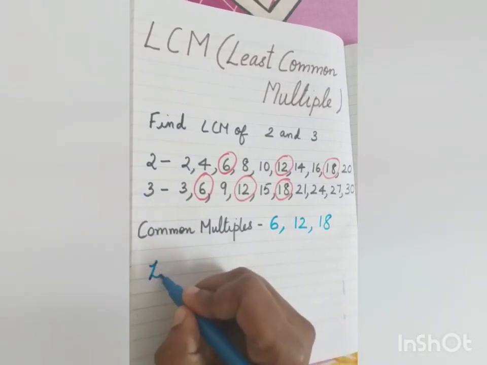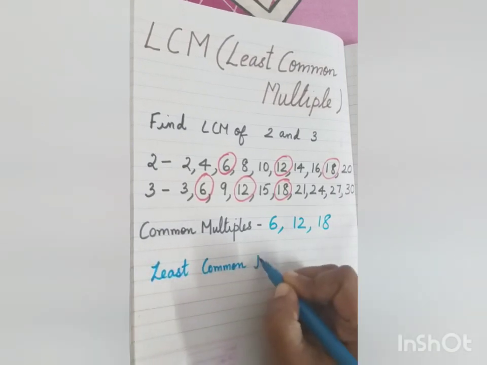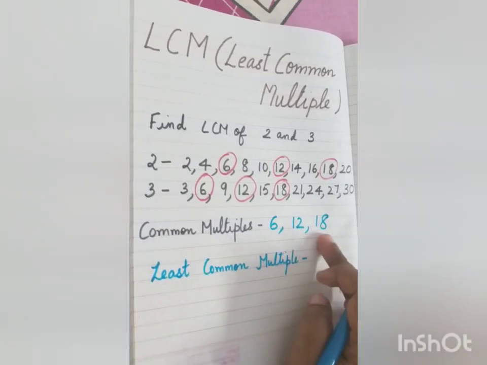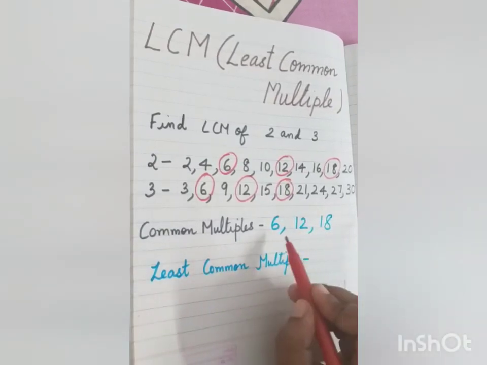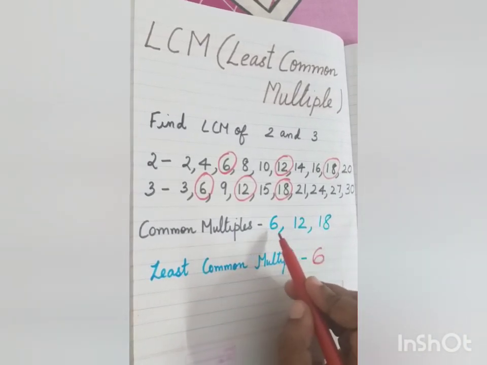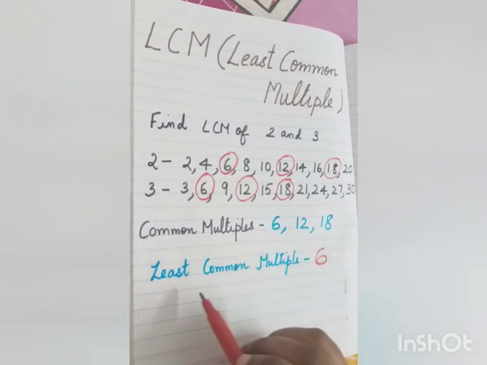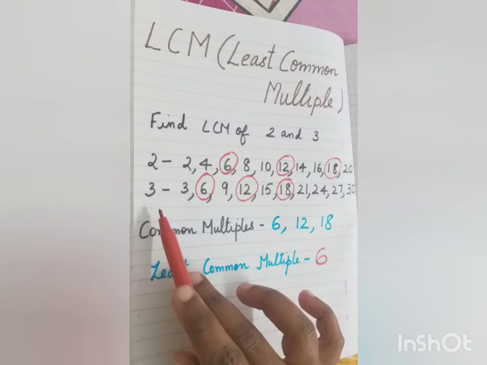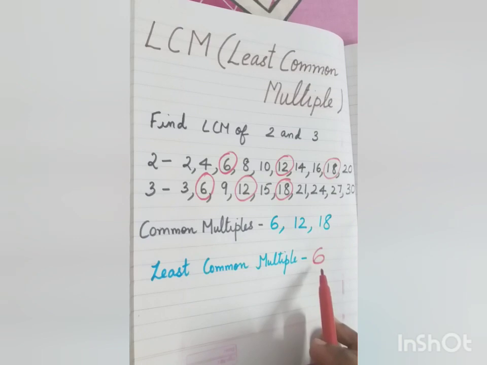Now the least common multiple among the three. Which is the least common multiple among the three? Can you tell me, children? That is 6. 6 is the least common multiple among the three. So we can say that from the common multiples of 2 and 3, the number which is the smallest is known as the least common multiple.